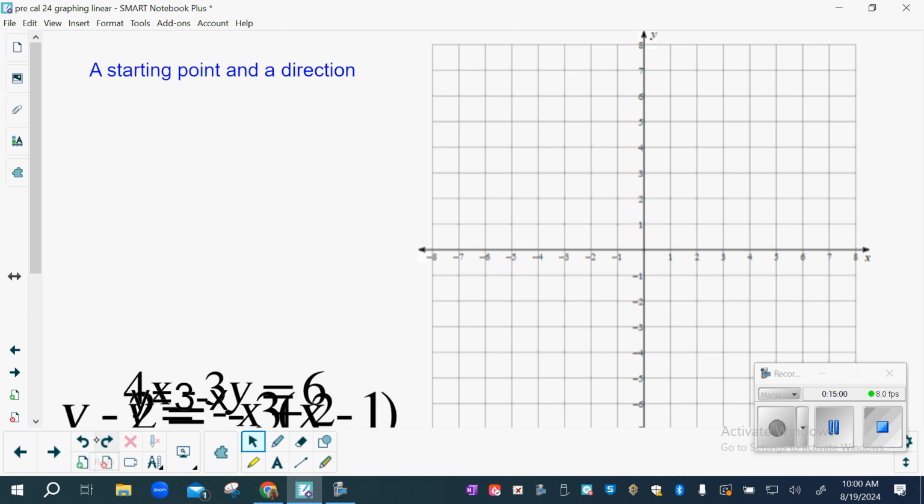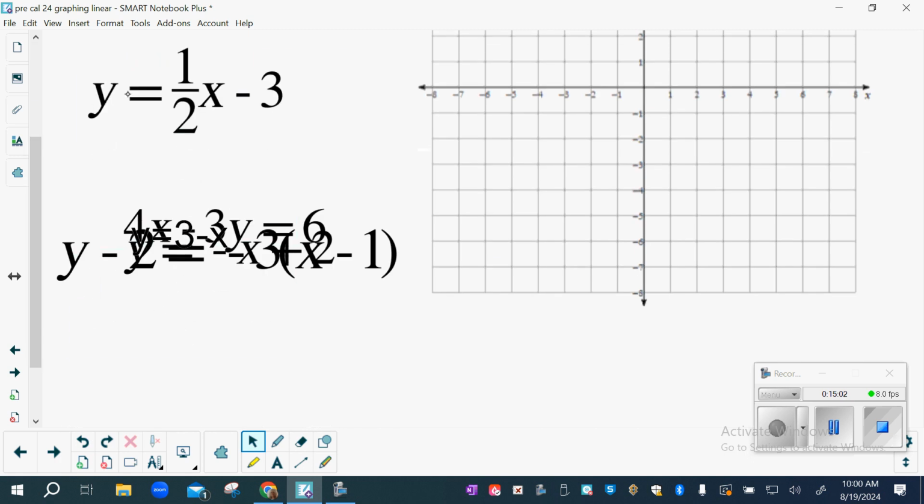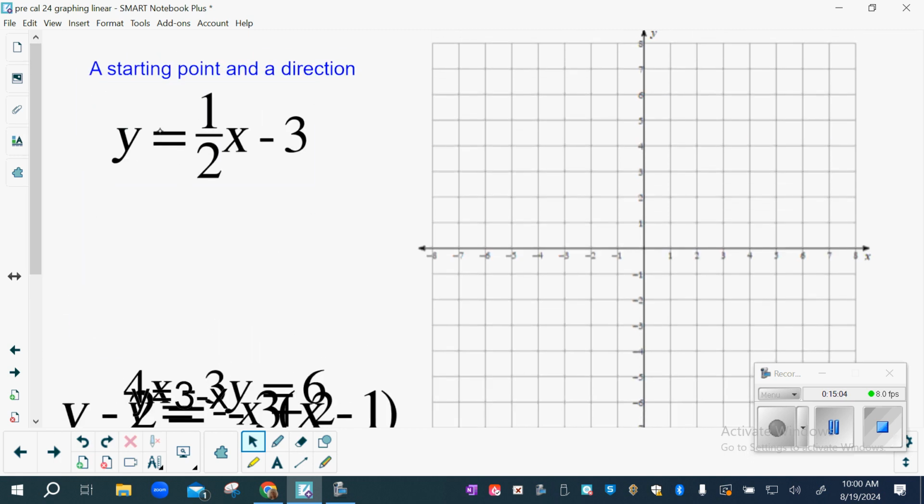Let me find a good one. How about we start with this bad boy? Graph that guy, please. Nice and easy on your little graphy thing. This should be light work. Remember, this guy is our starting point on the y-axis. 3. This is our up. This is our across. Nice and easy.